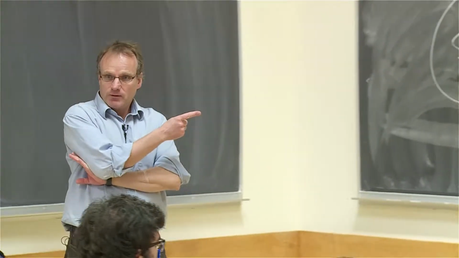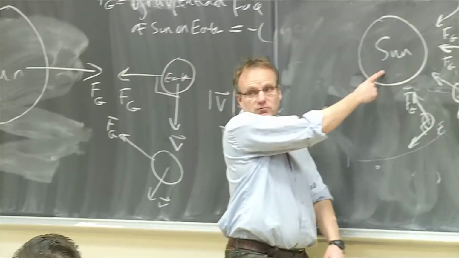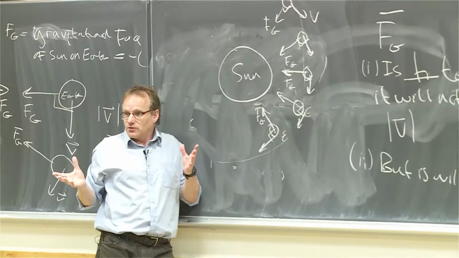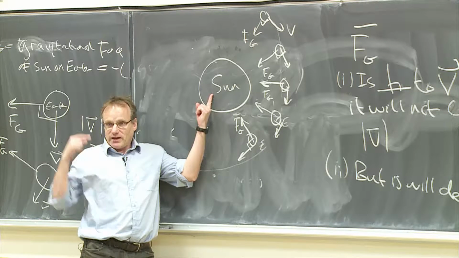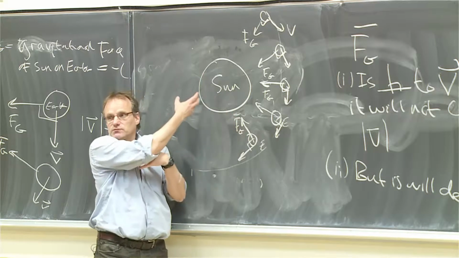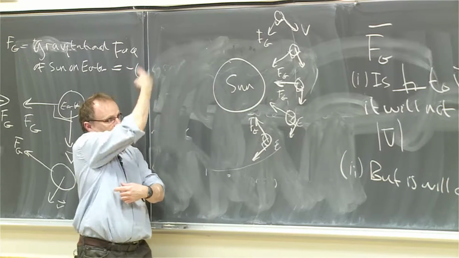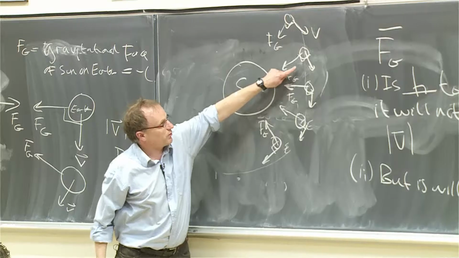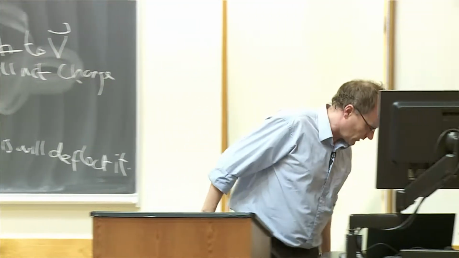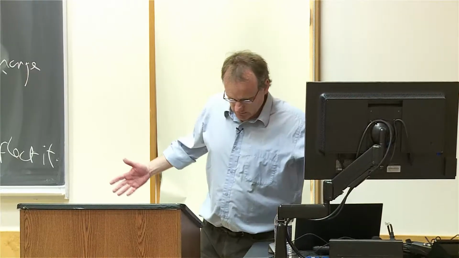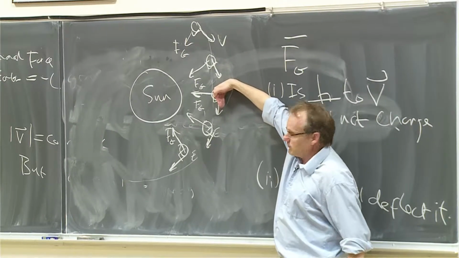So if this is the direction of the force, what do you think is the direction of the acceleration of the Earth? Remember, F equals ma, right? So if that's the direction of the force, then the acceleration is in the same direction. If this is the direction of the force, then the acceleration must be always towards the center of the circle. So this object, the Earth, is accelerating to the center.